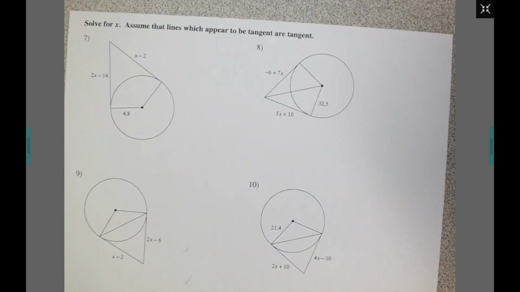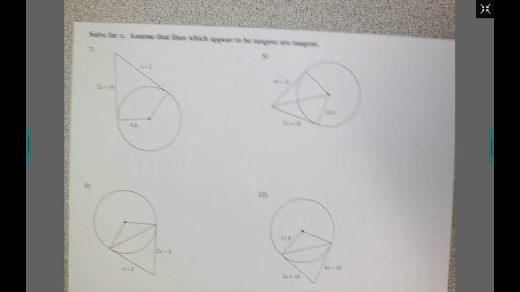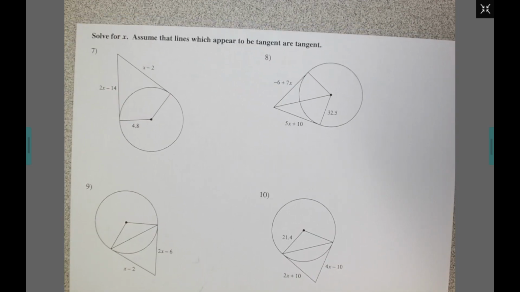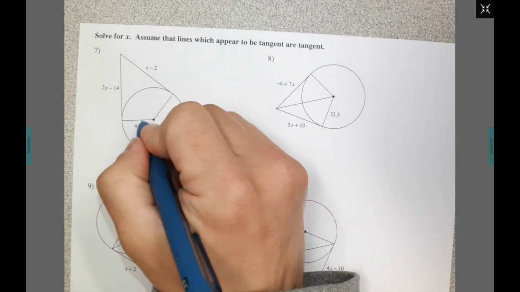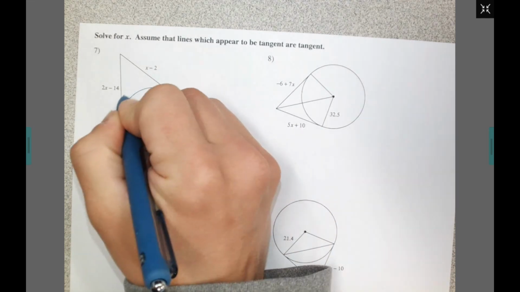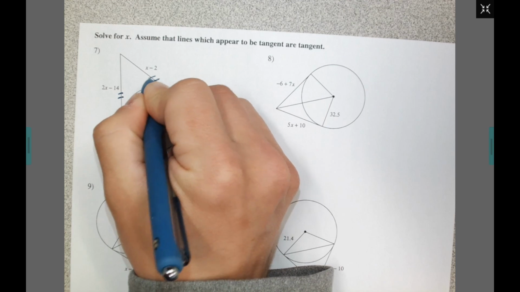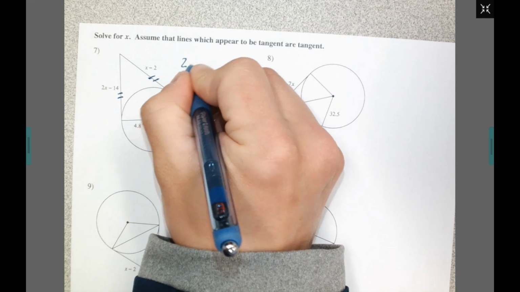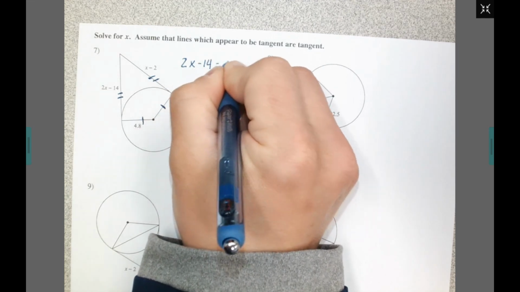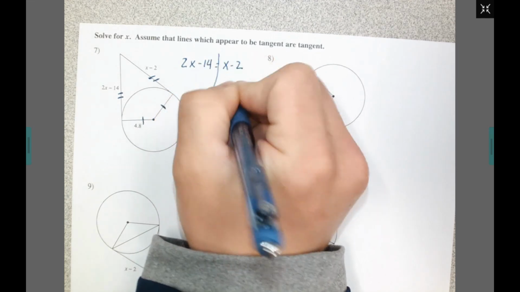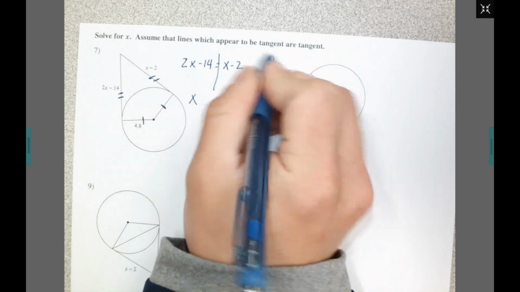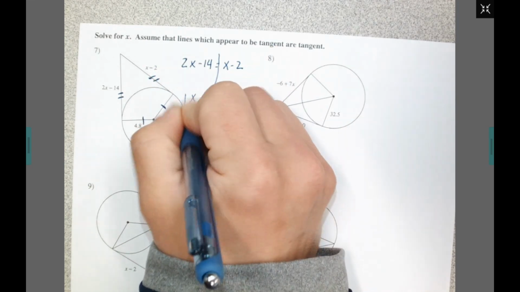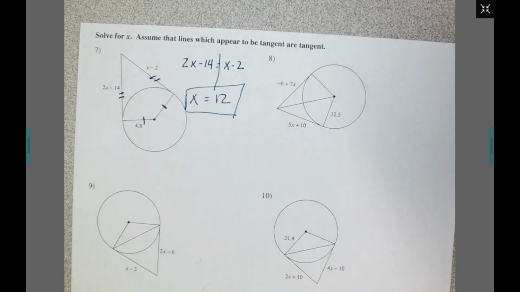Okay, last one I'm going to look at is on the back. On the back, they want you to solve for x. Again, they say assume all lines that are tangent or appear to be tangent are tangent. So in this setup, since these are both tangent, I know that these two are congruent, and these two are congruent as well. Since those are congruent, you can set the expressions equal to each other and solve. You get your x's to one side by subtracting over, get your numbers to the other side by adding, and we are left with x equaling 12.